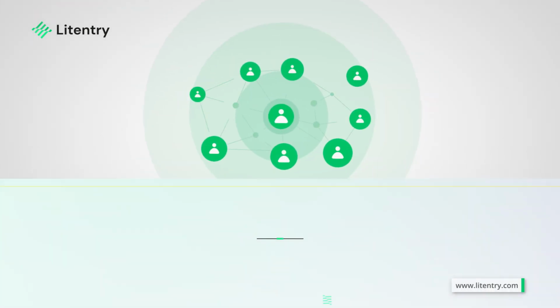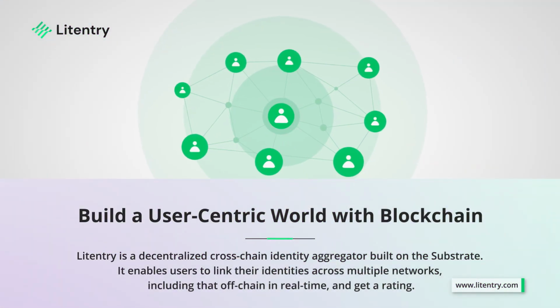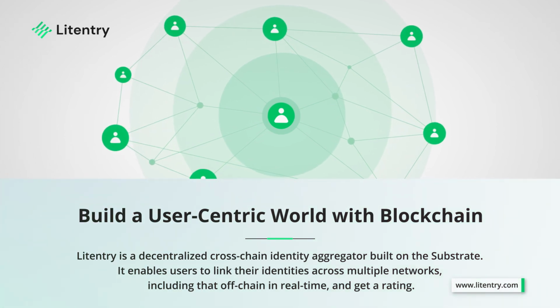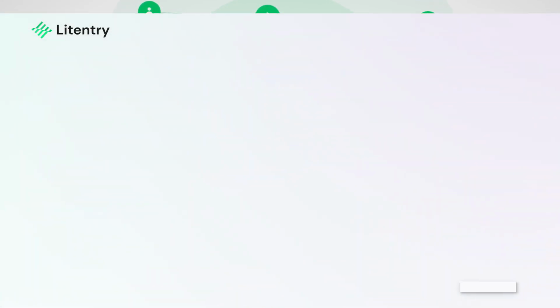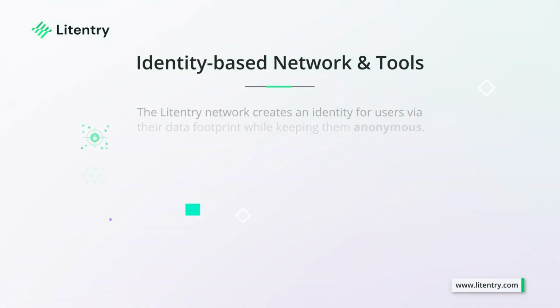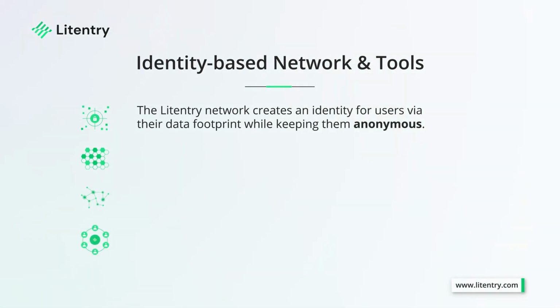Suppose finance or various other protocols are to operate freely on one of the key elements of Web3, the blockchain. In that case, there is a need for such protocols to trust the users are well-behaved and not malicious ones. Litentry, the network, was created in response to this need. Litentry is a decentralized cross-chain identity aggregator built on Substrate. It enables users to link their identities across multiple networks, including off-chain, in real time, and get a rating. The network creates an identity for users via their data footprint while keeping them anonymous.